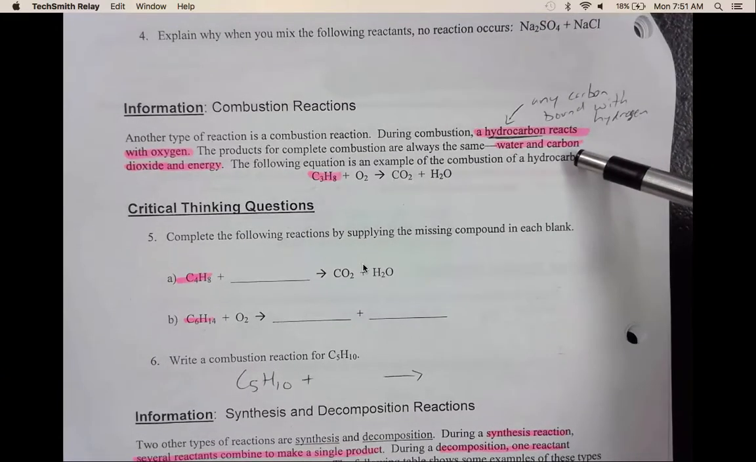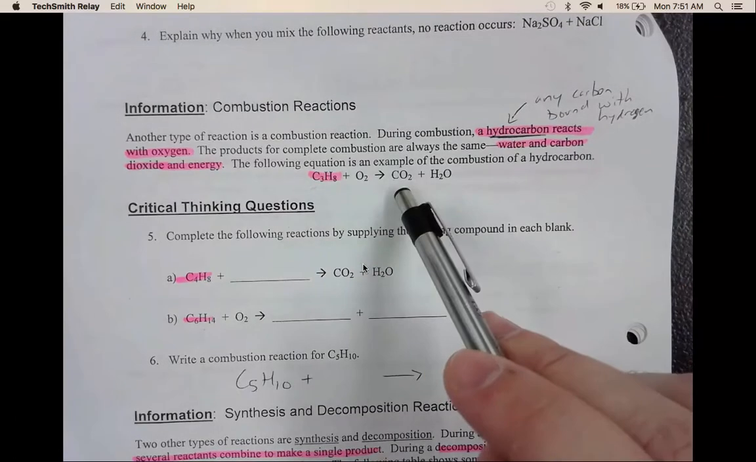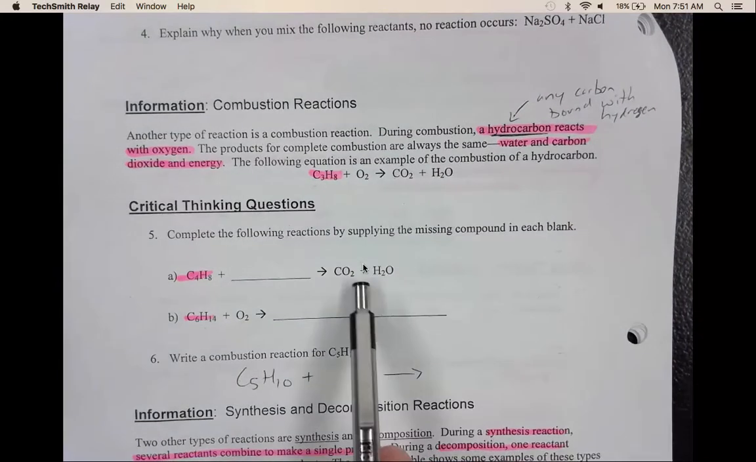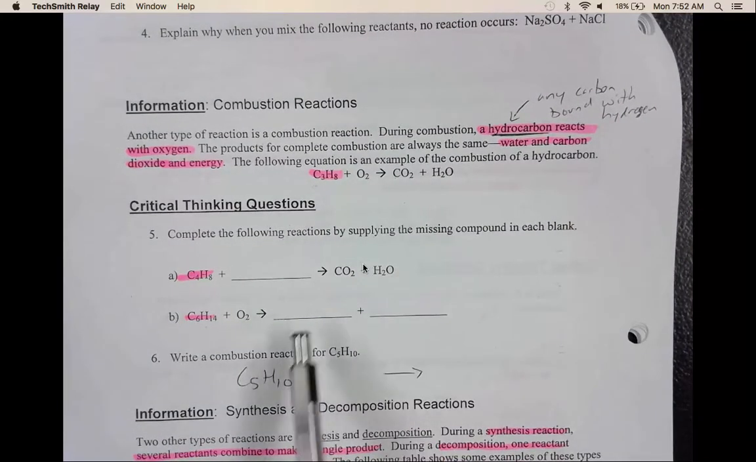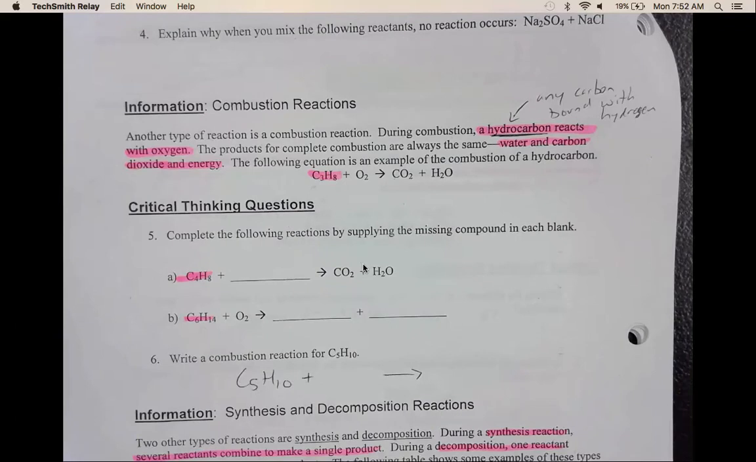Next, it does tell us that water and carbon dioxide and energy are always the products. So whenever you have a combustion reaction, those will always be the products, carbon dioxide and water. So then in this one, it's easy. It's carbon dioxide and water. The difference is how much water and how much carbon dioxide you have. In the next ChemQuest, we are going to figure out how to balance reactions. That's where the difference comes in with combustion.